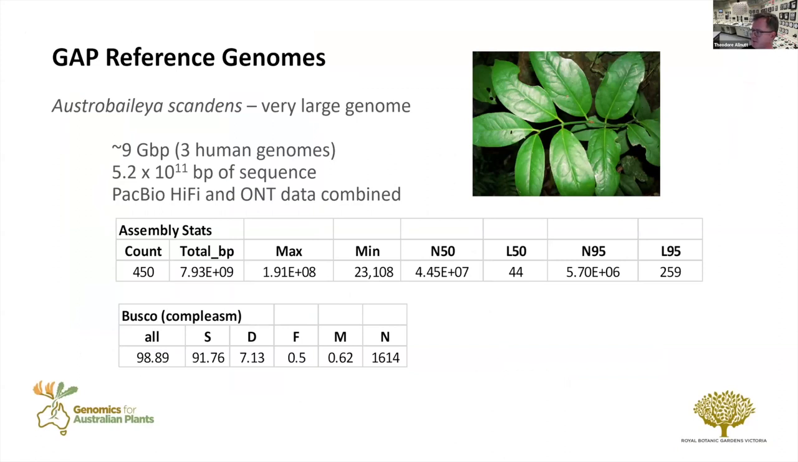Plants can provide a lot of very interesting and difficult problems compared to other species. They can be highly repetitive and they can have very large genomes. An example of this is one of the species that we're looking at, which is Australobalia scandens, which has a 9 gigabase pair genome. So that's almost three human genomes in size. So it provides unique challenges in terms of bioinformatics and storage.